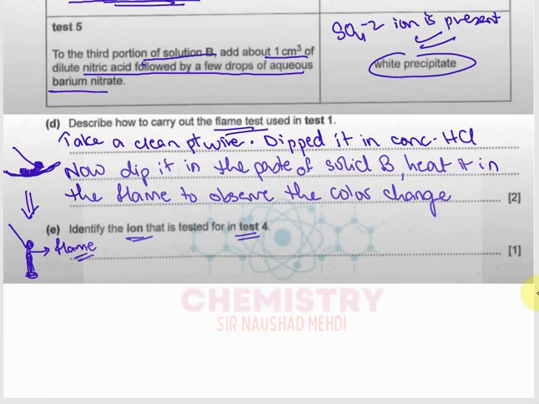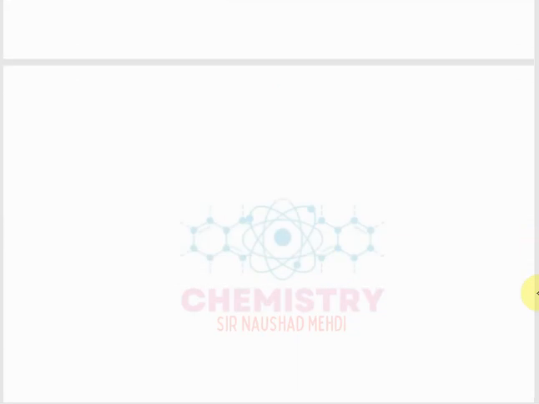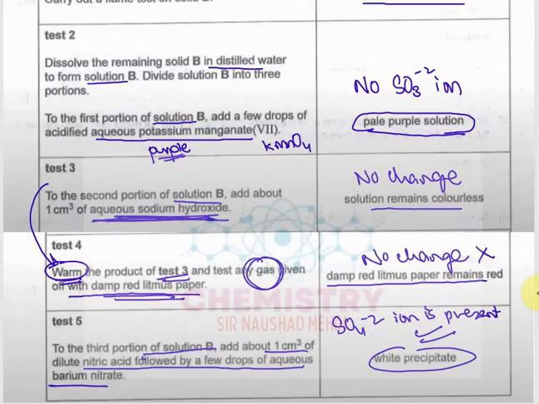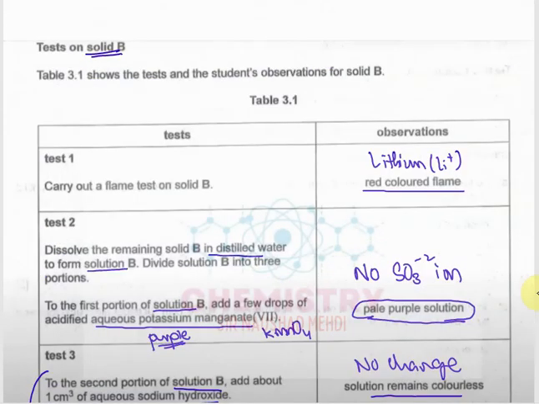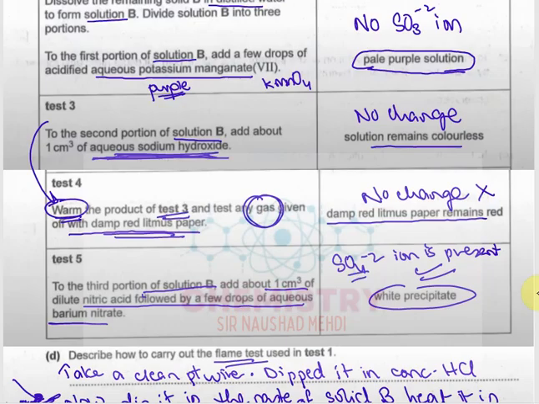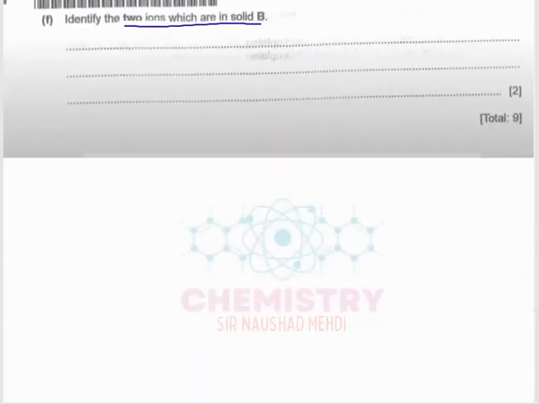So ammonium ion is being tested, which is not present in our solid. Identify the two ions which are present in the solid B. When you analyze all the tests, lithium ion is confirmed from test number 1, and from test number 5, sulfate ion is confirmed. So the two ions which you have identified are number one, lithium ion, and the second one is the sulfate ion. I hope that is clear to everyone.